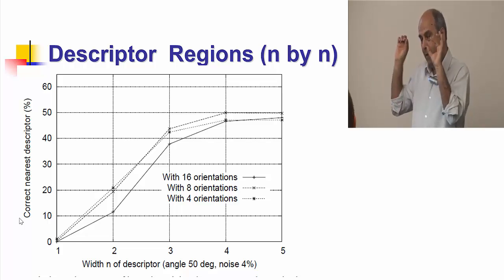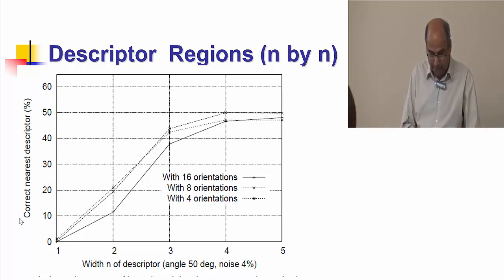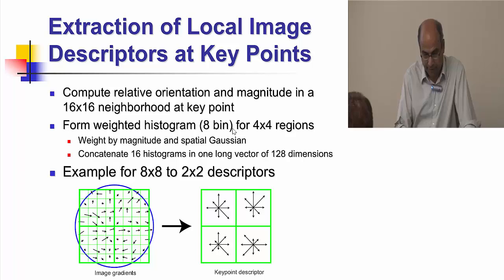If you can match correctly, then that's good. So here, as you see the results, number one is that after 4, it's flattened out. Another thing you will notice is that the 8 orientation, which is this one, gives you better results than the 4 orientation, which is this one, or the 16 orientation, which is this one. So that's why the selection is 4 regions and 8 orientations, and that's what we did here, as you see, 4x4 region and 8 bins.